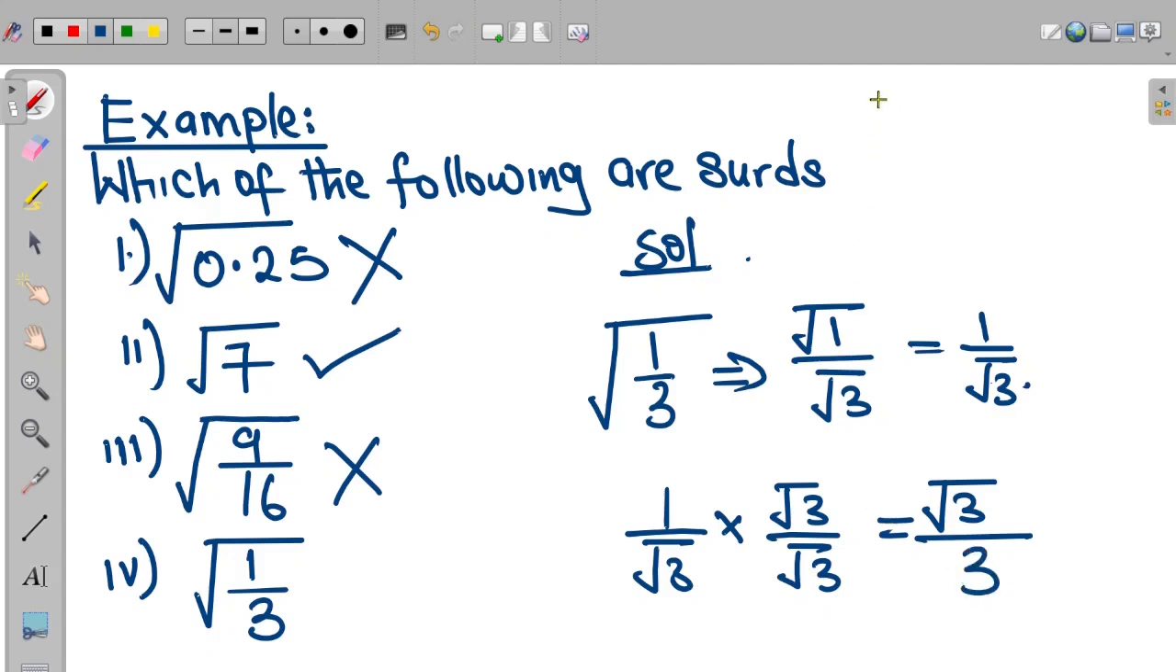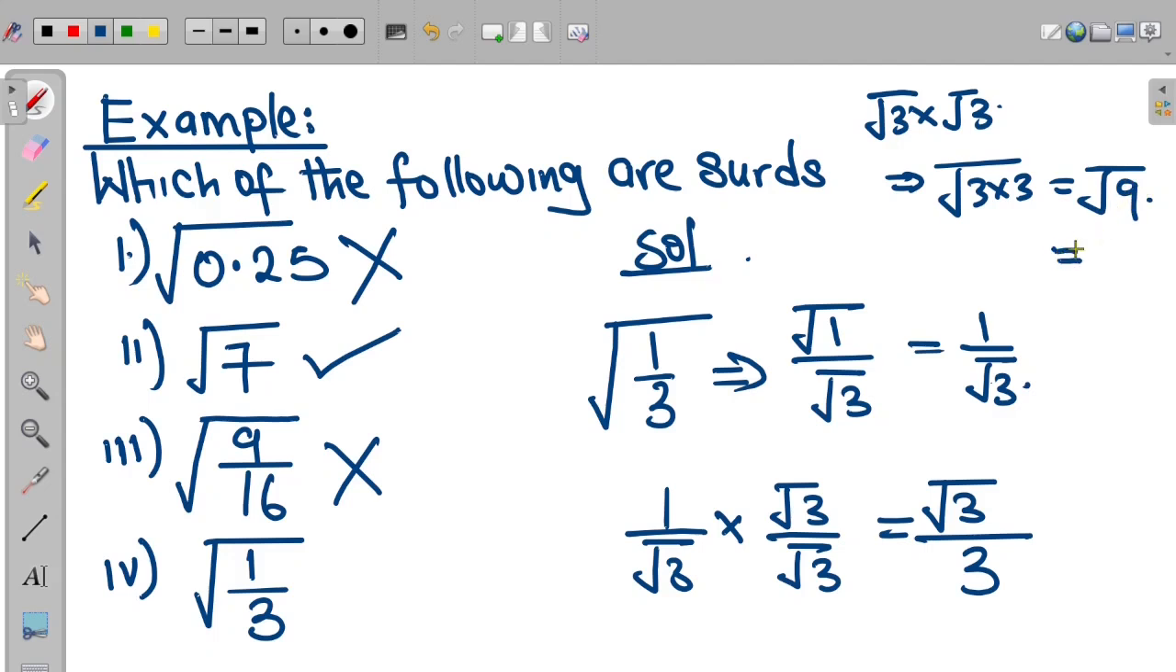So how? Listen, if we have root 3 times root 3, from the roots of surd, which you will learn next, this will be giving us root of 3 times 3, which is equal to root 9. And 9 is a perfect square, so therefore root 9 is equal to 3. So at this point, this is a surd. So we have been able to differentiate a perfect square from a surd. Now, in the next section of this video, we'll be learning about the rules of surds.